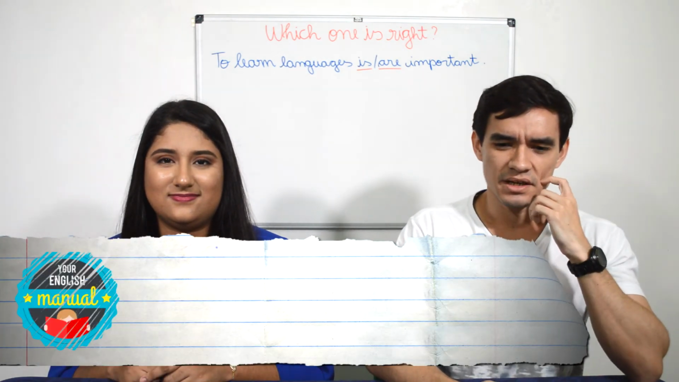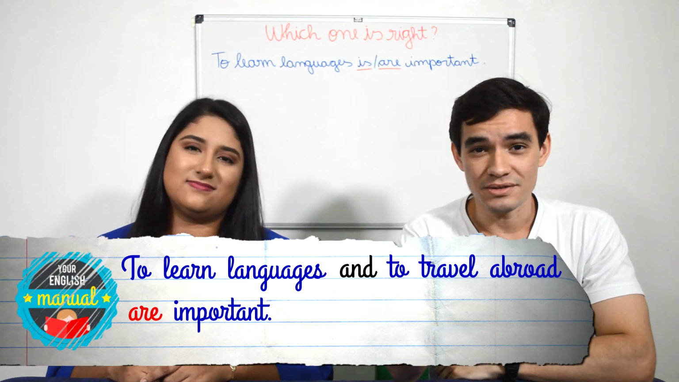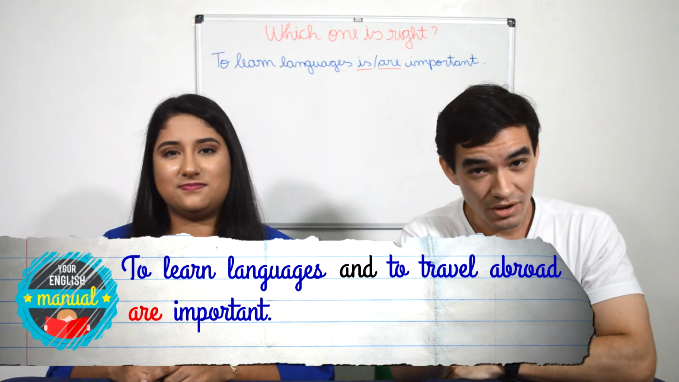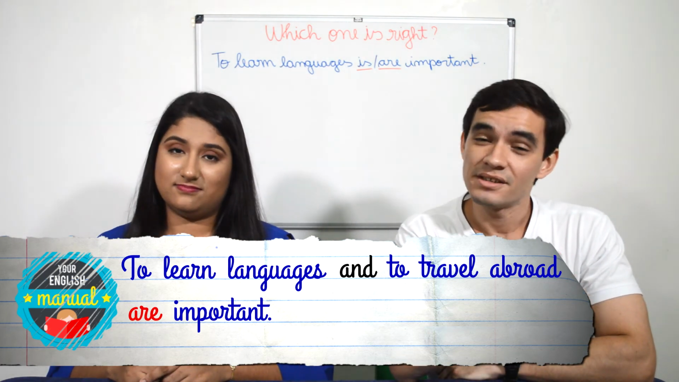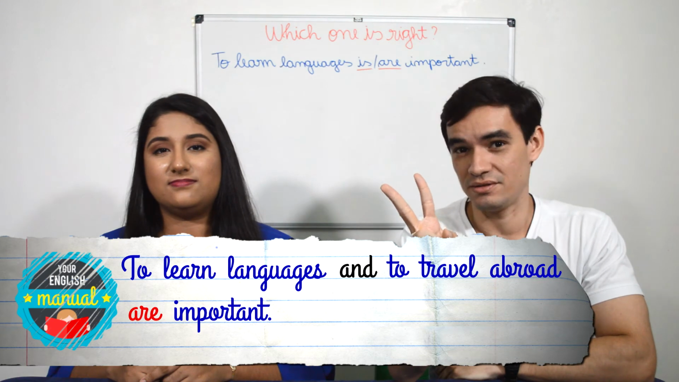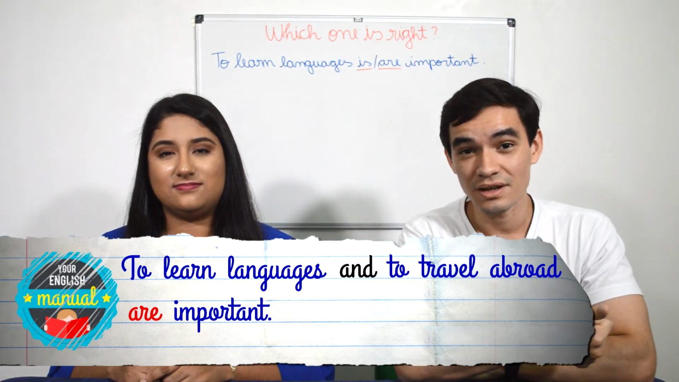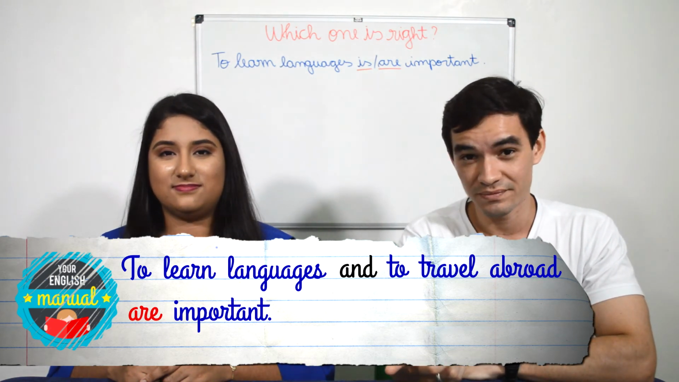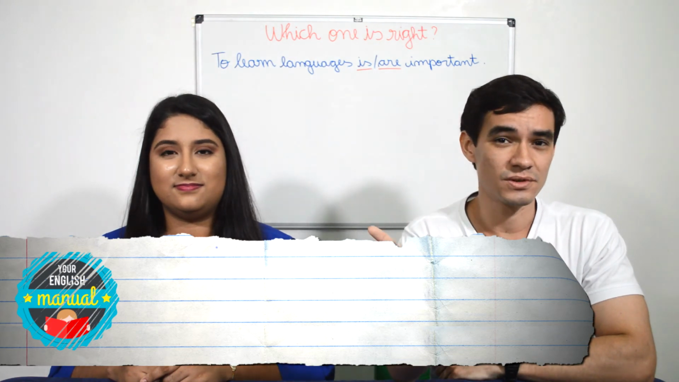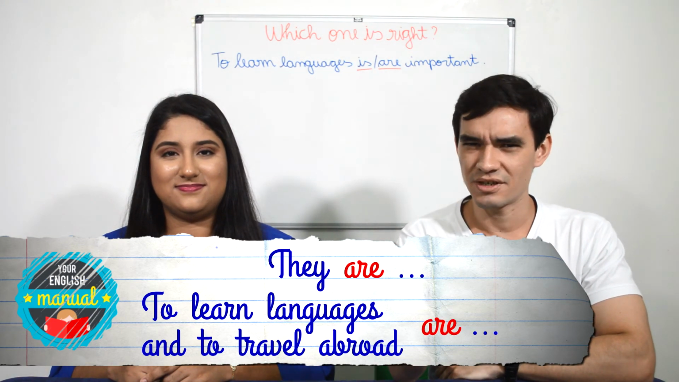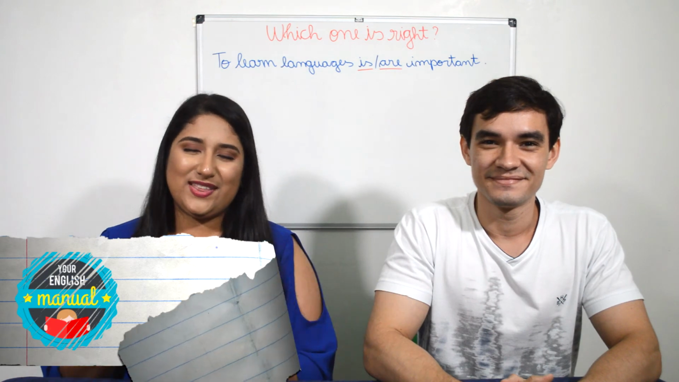For example, I can say, to learn languages and to travel abroad are important. Since here, there are two things that are important: to learn languages and to travel abroad. So it's as if it were they. Simple, right? So that's it, guys.